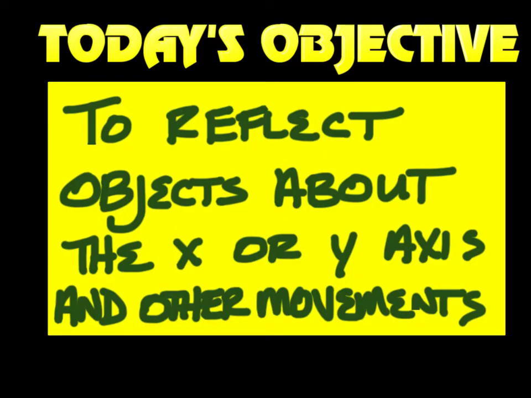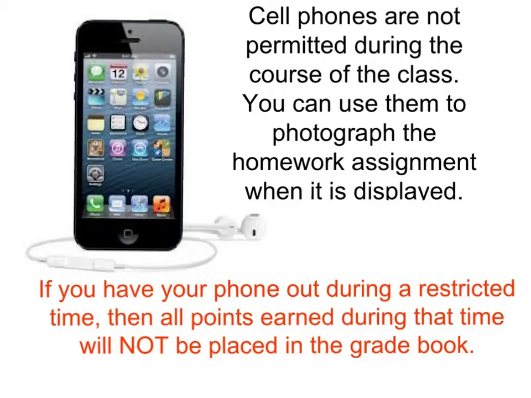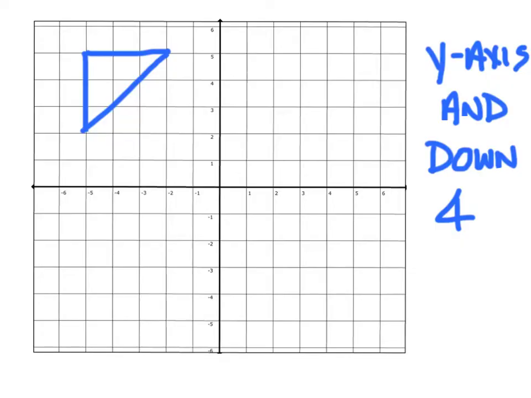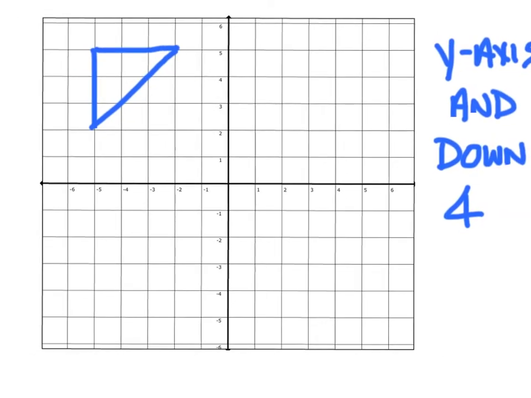To reflect objects about the X or Y axis and other movements. Here's an example. You have a triangle in the upper left, and the directions over here on the right say to reflect it across the y-axis and then move it down 4. So let's reflect across the y-axis first.